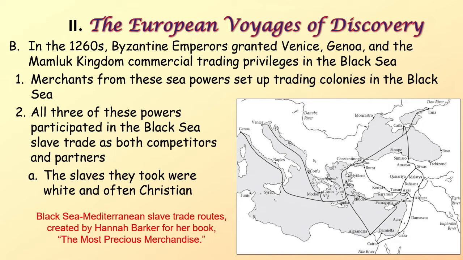And so merchants from these sea powers, Venice and Genoa, and you can see those two way over on the upper left, and the Mamluk Kingdom, that's down on the lower right. These sea powers set up trading colonies in the Black Sea. And all three of these powers participated in the Black Sea slave trade as both competitors and partners. The slaves that they took were white and often Christian.